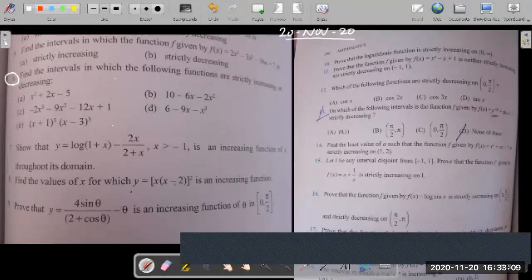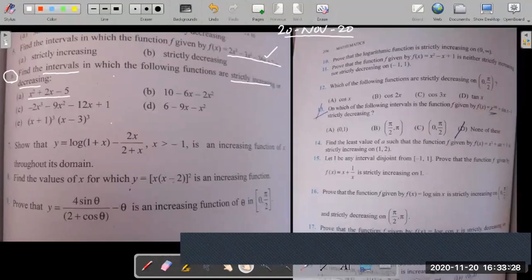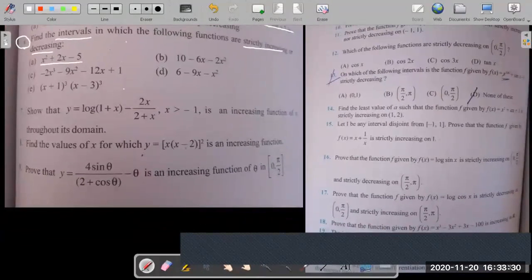So the fifth question we did yesterday, 2x squared minus 3. This one is done. So now for this function, we have to see whether it is strictly increasing or strictly decreasing for what intervals. That is what we are supposed to do. The question is x squared plus 2x minus 5. f of x is x squared plus 2x minus 5.